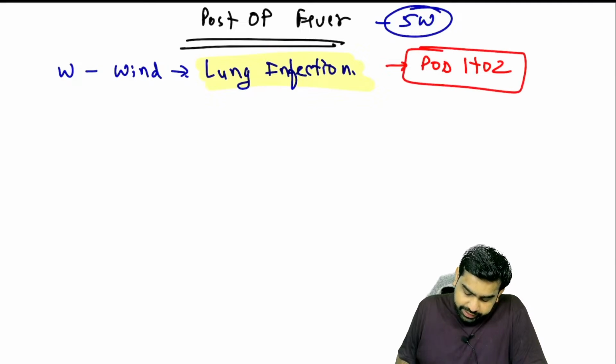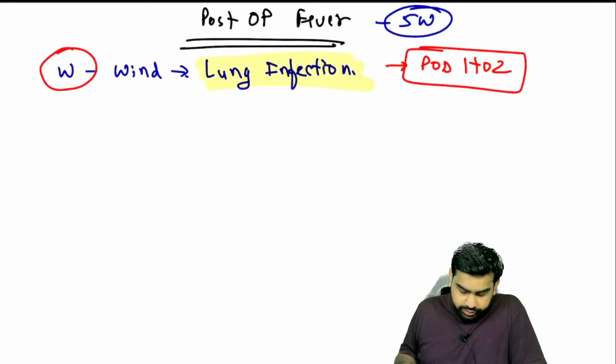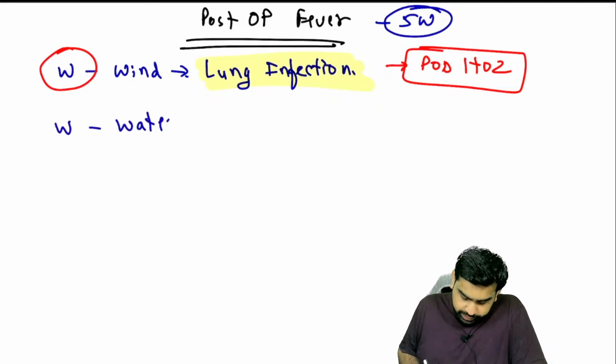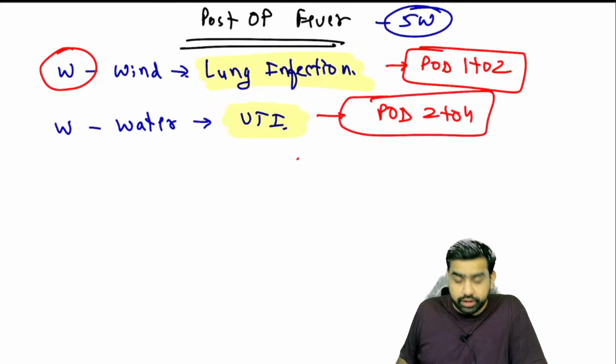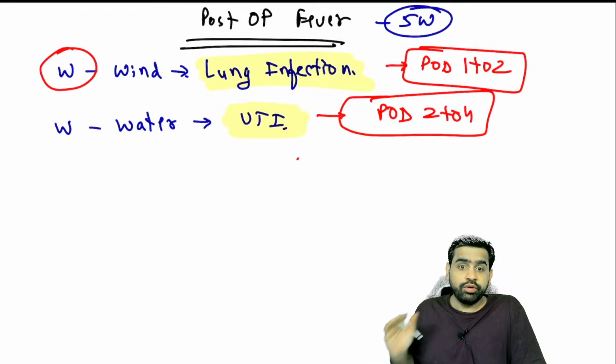What you basically get is this: the first W is a lung infection, that is wind. What is the second W? The second W is basically water. What does this water stand for? Here there is a urinary tract infection, which usually occurs on post-operative day 2 to 4. So that is what you need to understand over here.